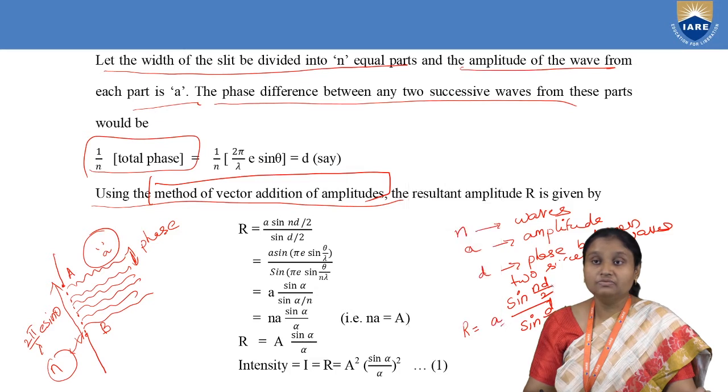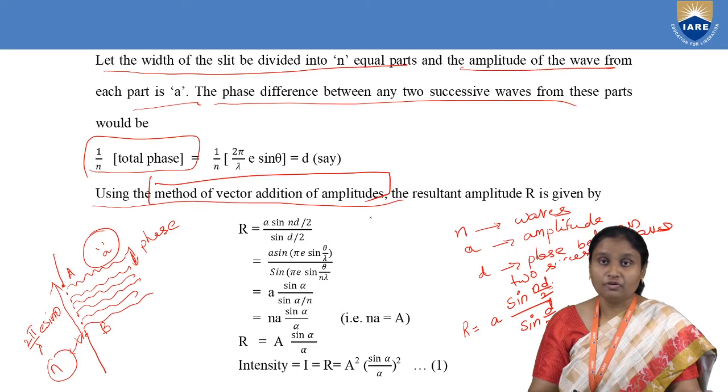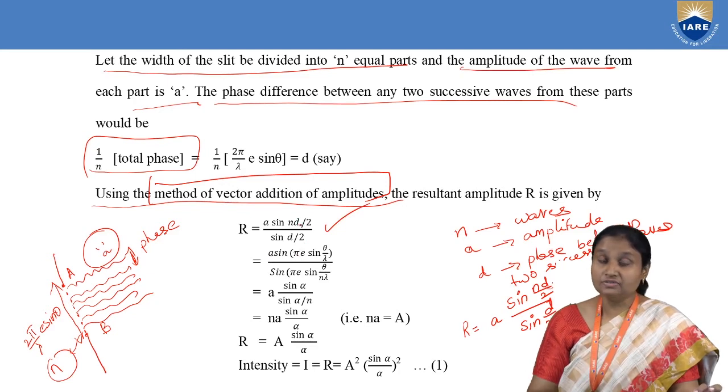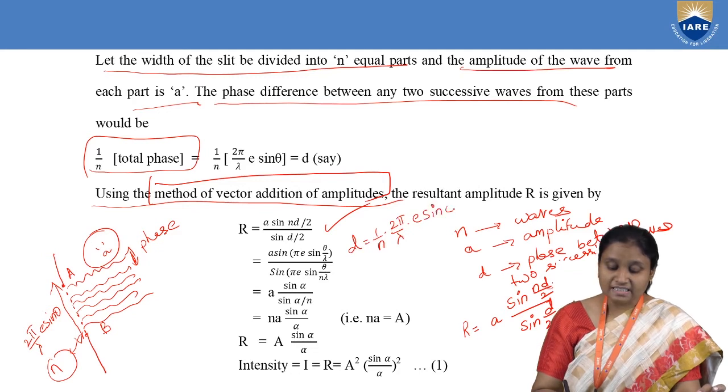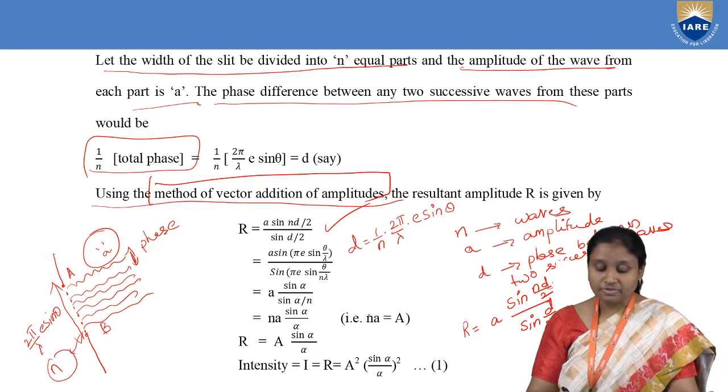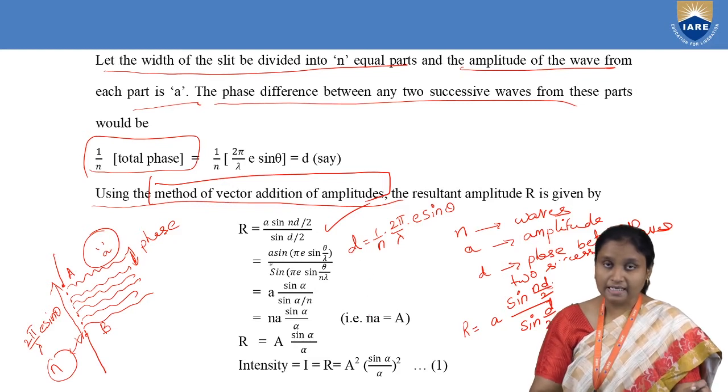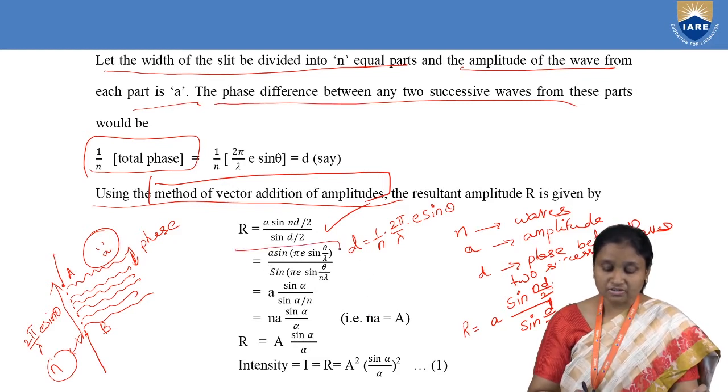And what is the phase difference between two successive waves? It is given by d. So, I'm going to take help of this formula. Of course, A is there. Then, I'm going to substitute for d, the phase difference between two successive waves. How is it given? It is 1 by n into 2 pi by lambda e sine theta. If I substitute here, I'll end up having this particular formula.